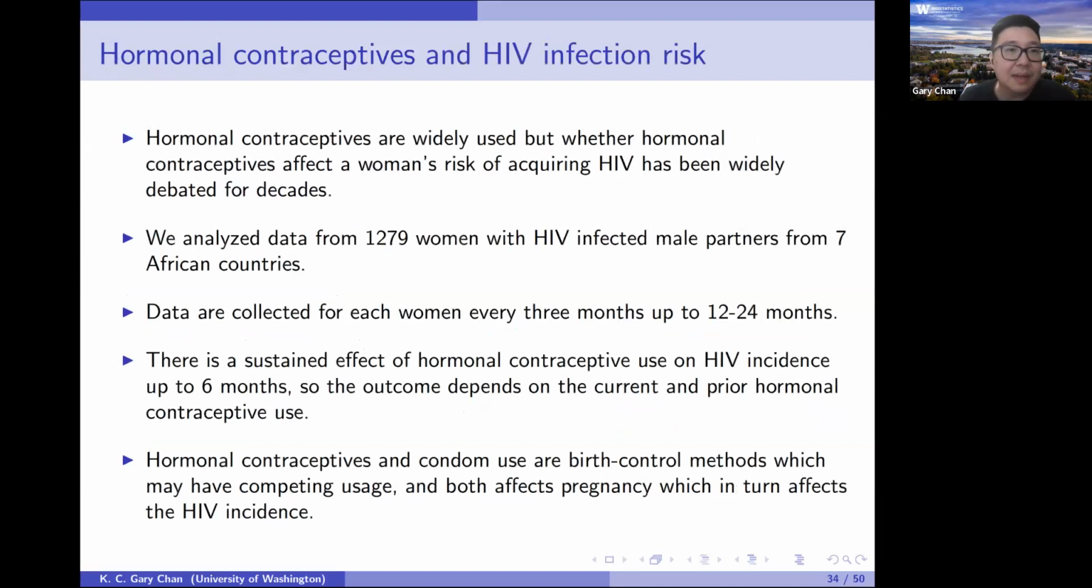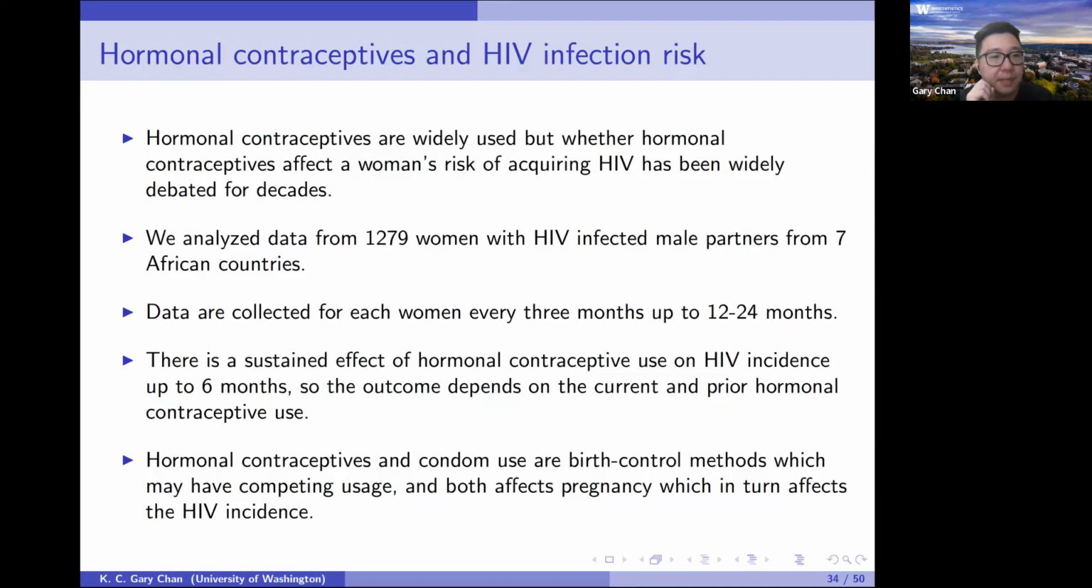So, for BIRCH, a lot of us are interested in HIV/AIDS research, so I use an HIV/AIDS example. Hormonal contraceptives are widely used, but whether hormonal contraceptives affect a woman's risk of acquiring HIV has been widely debated for more than 20 years. So we want to study hormonal contraceptives as the exposure and risk of HIV infection as the outcome. We analyze data from over 1,200 women with HIV-infected male partners from seven African countries. The data were collected for each woman every 3 months, for up to 1 to 2 years.